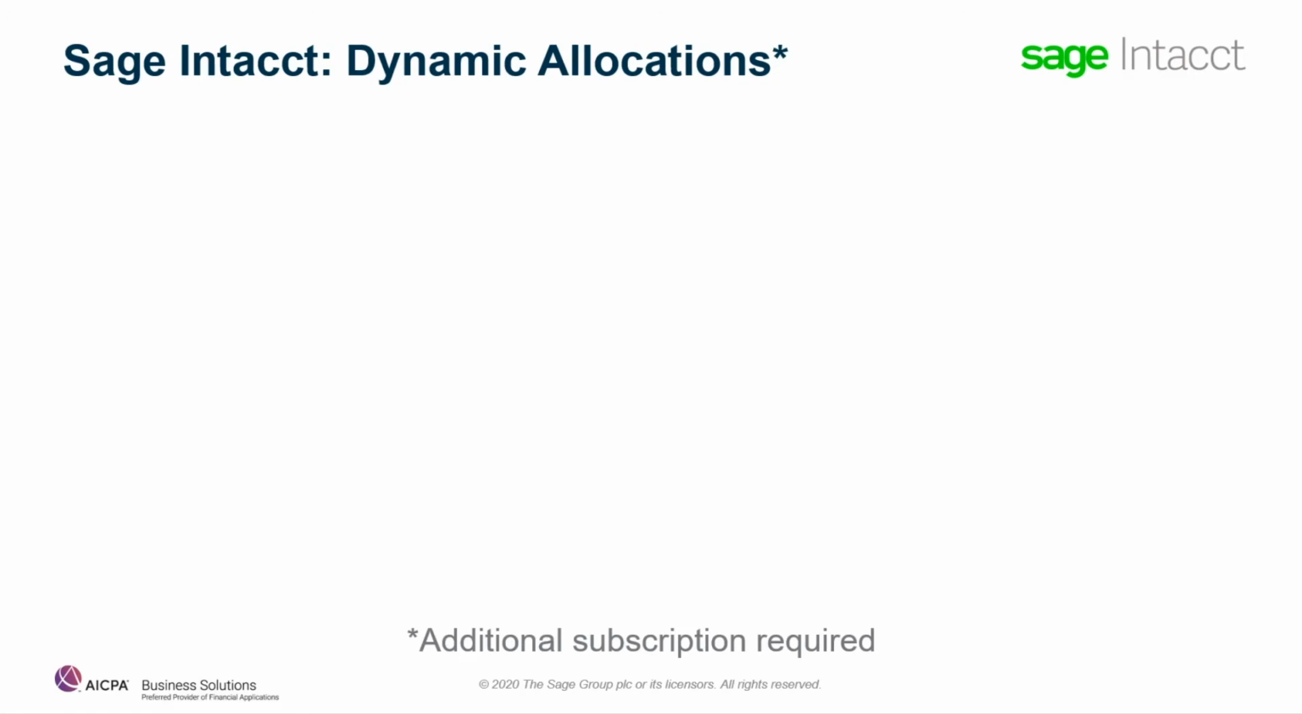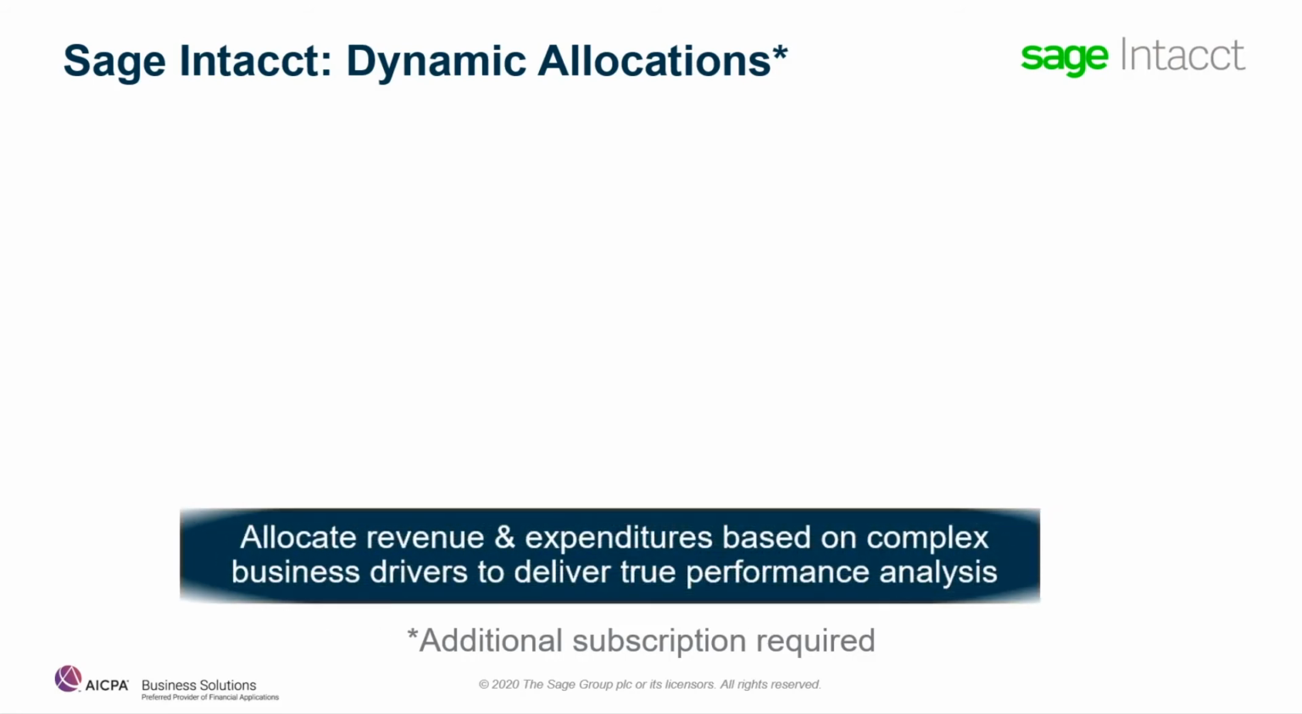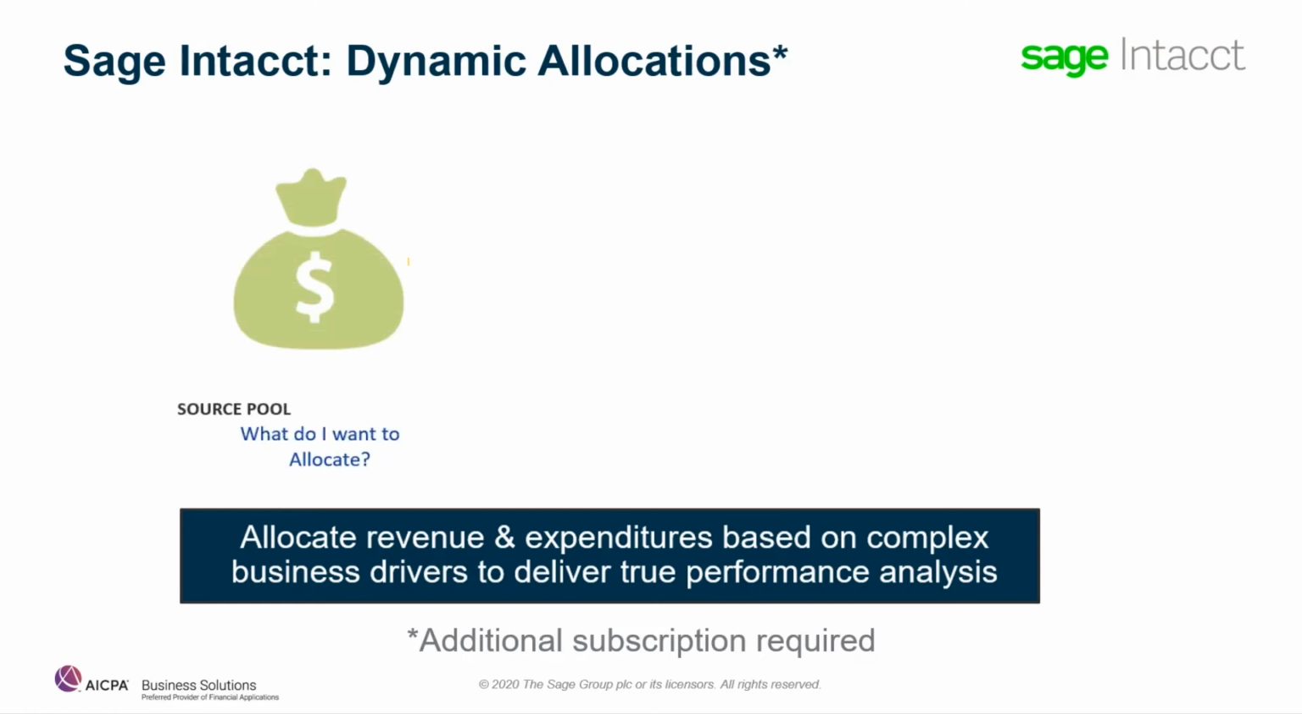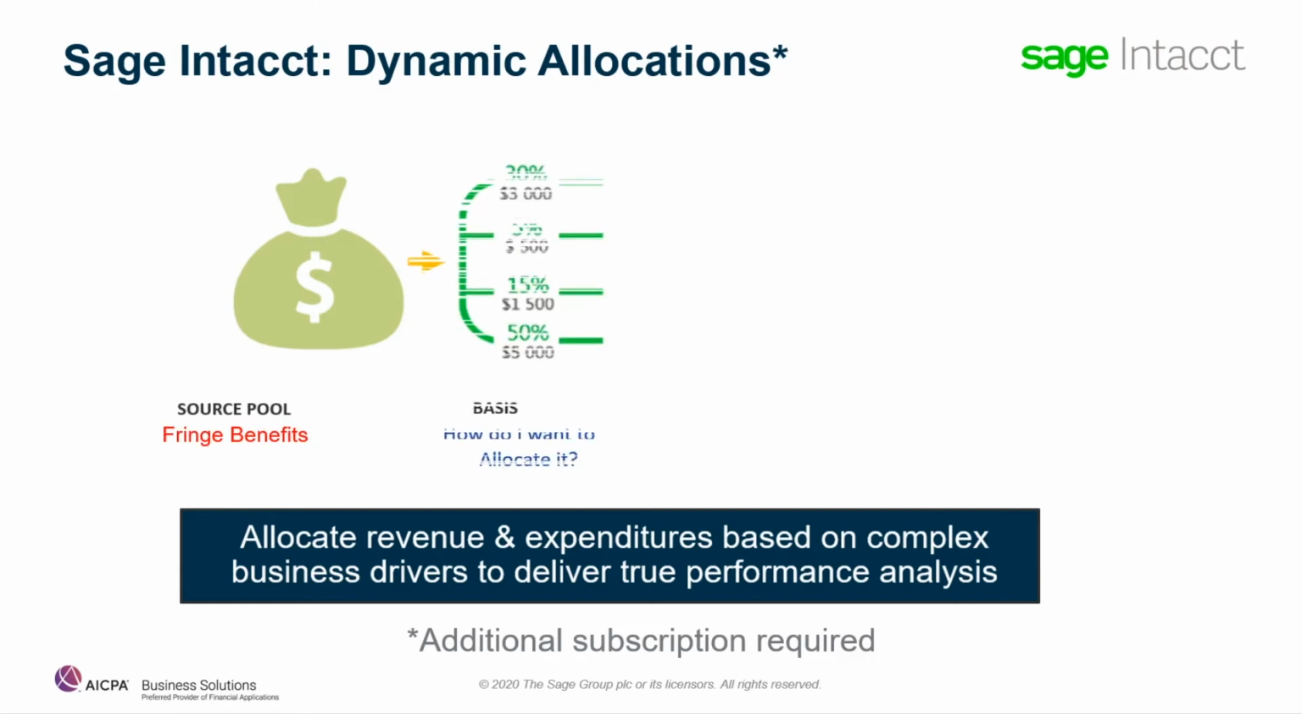Now, let's contrast this with dynamic allocations. This is functionality that requires an additional subscription and will take your allocation capability to the next level. Here, you can allocate revenue and expenses based on complex business drivers to deliver true performance analysis. For example, you identify a source of transaction that you wish to distribute. Maybe in this case, those are benefits, fringe benefits. Next, you define a basis from which to spread those transactions.